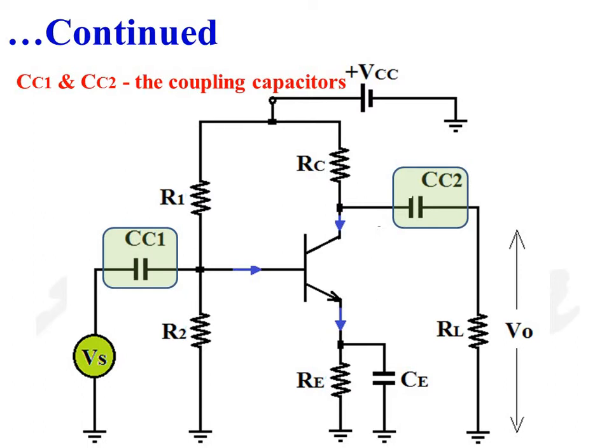There are two coupling capacitors CC1 and CC2. Coupling capacitor CC1 couples input signal to the input of the amplifier and coupling capacitor CC2 couples output of the amplifier to the load resistance RL.